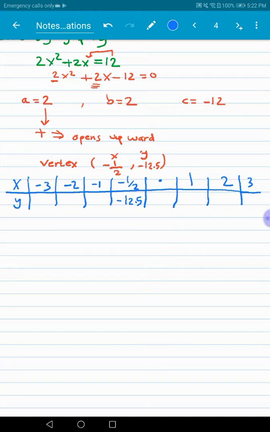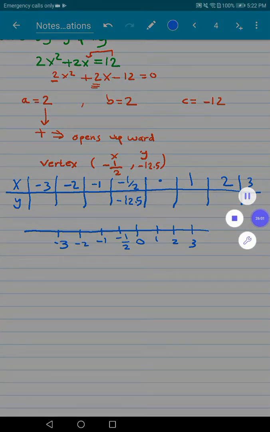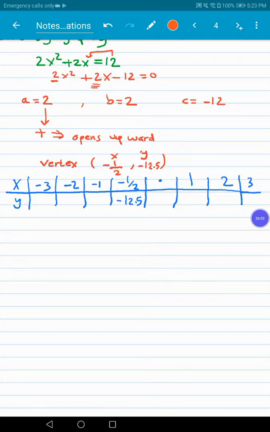To make it easy for you, if you are wondering how to find these numbers, put the negative half on the number line and indicate the 0. Then choose numbers 1, 2, 3, minus 1, minus 2, minus 3. This will make it easy for you. Now replace to find the y values here.